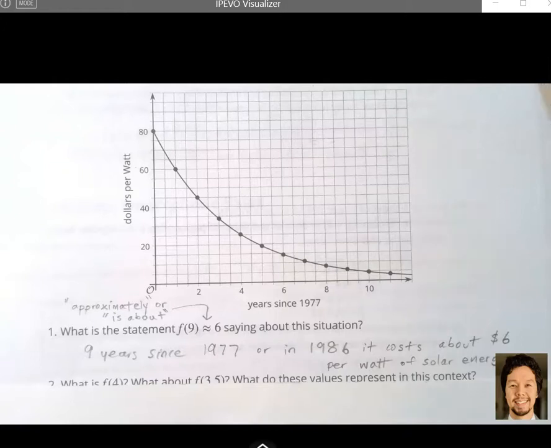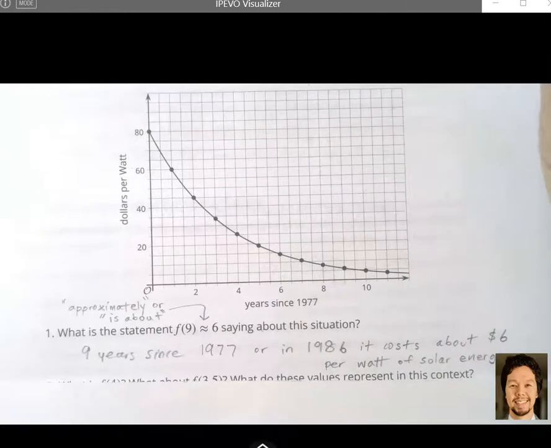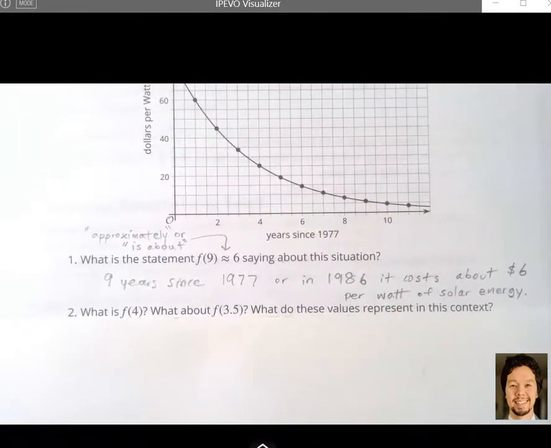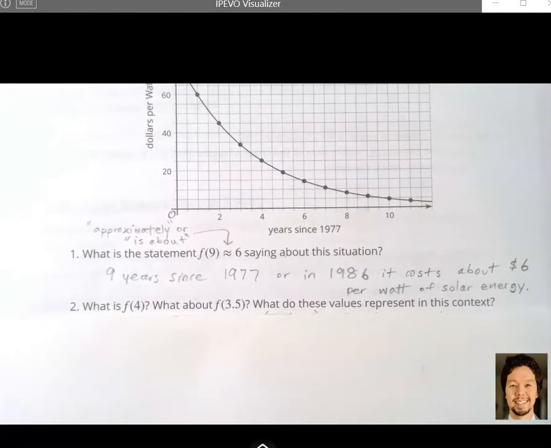So in this lesson, we're bringing back the function notation, the whole concept of functions as input and output. So let's look at number 2.